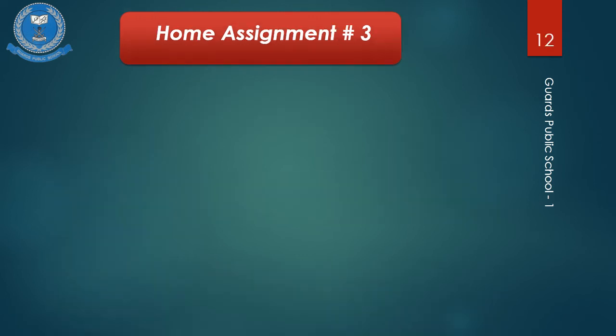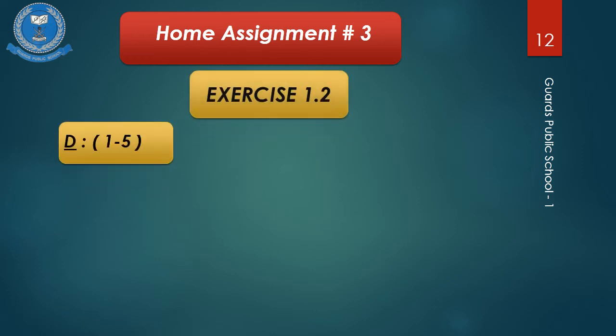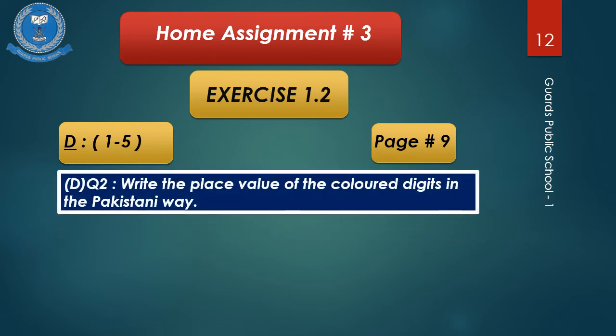Students, for question number 2, exercise 1.2 D, parts you have to do 1 till 5 and the page number is 9. The question is: write the place value of the colored digits in the Pakistani way. Students, in your book this question is given differently, that you have to write the place value in both ways, Pakistani and international, but you do not have to copy that question. Copy this question and give the answer just in the Pakistani way.